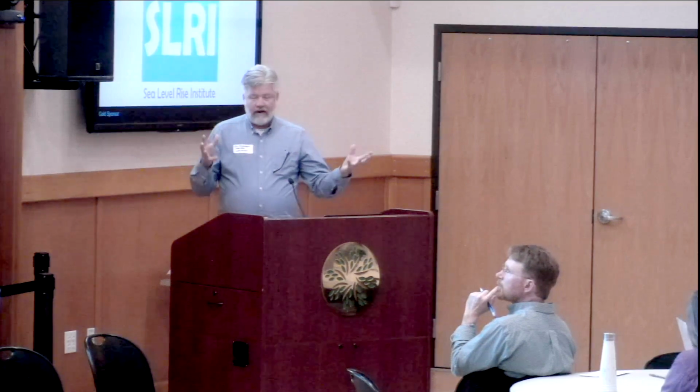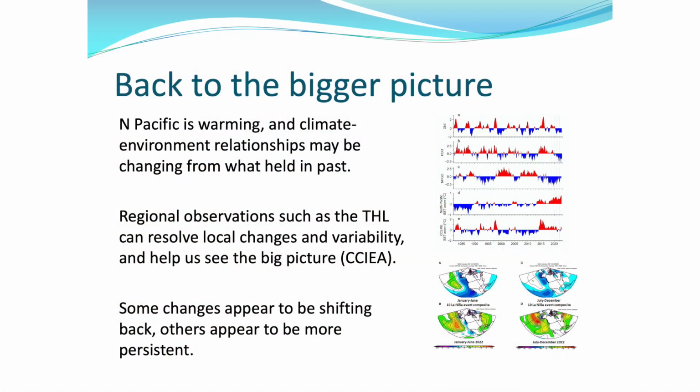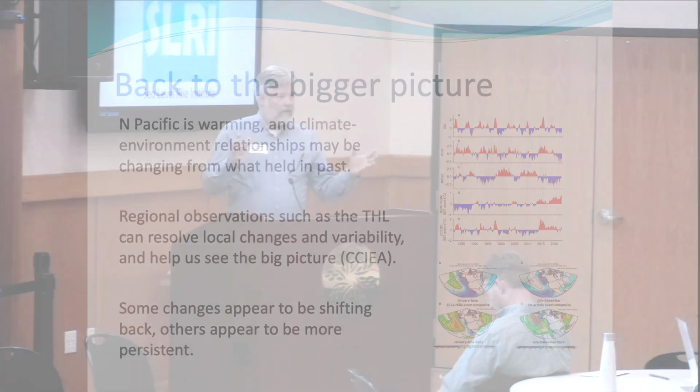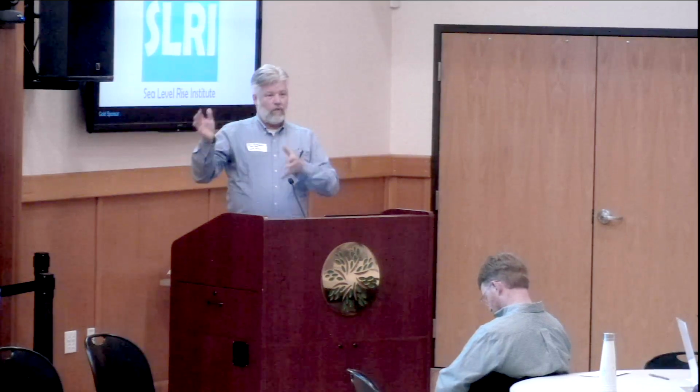I just want to step back to the bigger picture and give you some takeaways. First of all, the North Pacific is warming. Climate-environment relationships that we may have understood in the past, like the PDO, the Pacific Decadal Oscillation, in a certain phase leading to a productive environment, or a La Nina leading to a certain environment, look like they are being disrupted. If you read the references that I was talking about, there's some concern in our community that the rules of what we thought used to happen are changing because of warming.